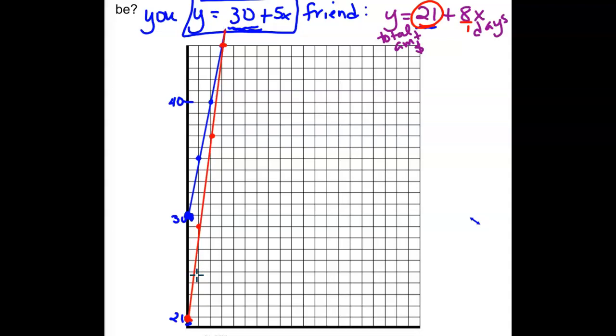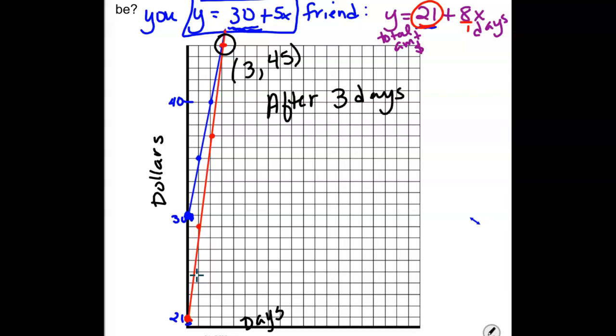So that line is a little steeper, but you'll notice that we meet right here. And so our x's, remember, were number of days. On my x-axis, I'm over here at 3 for my x-coordinate. And on my y-axis, which is my dollars, I'm up here at 45. So that tells me that after 3 days, we will both have $45.